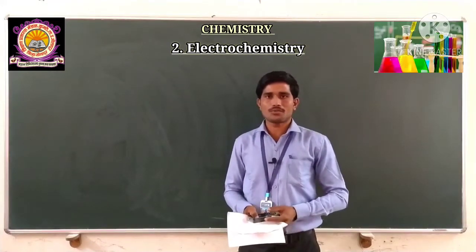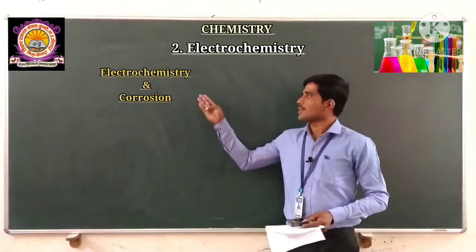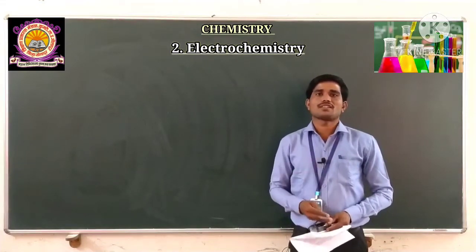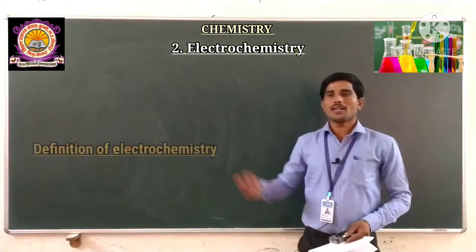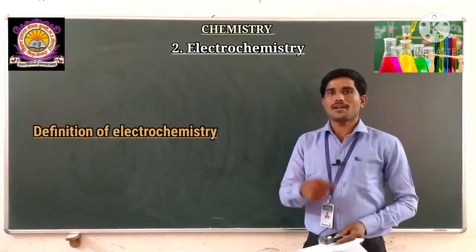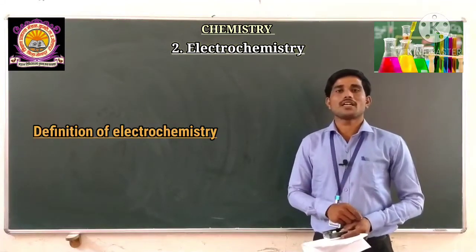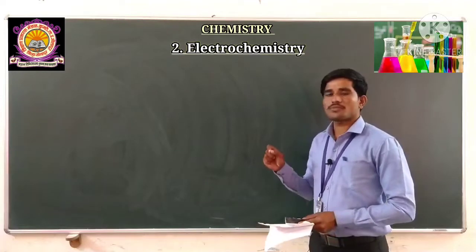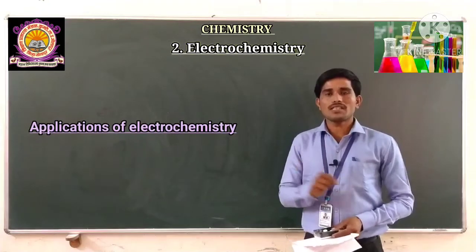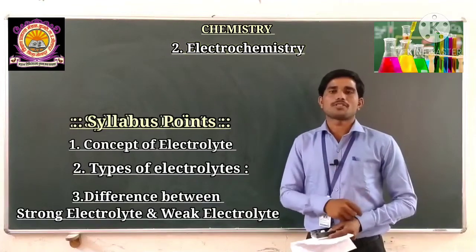From last lecture we are going to start a very important topic in chemistry, and the name of the topic is nothing but electrochemistry and corrosion. In this lecture, we will see what is meant by electrochemistry and how the relationship between electrical energy and chemical energy takes place. Along with this concept, we will also see the different uses of this branch in our surroundings. From this lecture, we will start the syllabus points of the electrochemistry chapter.